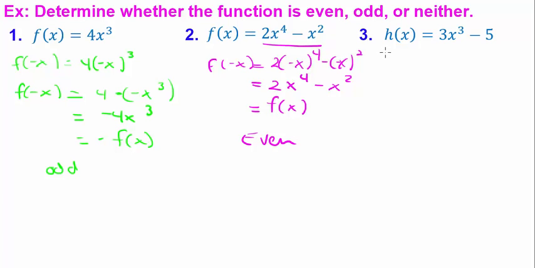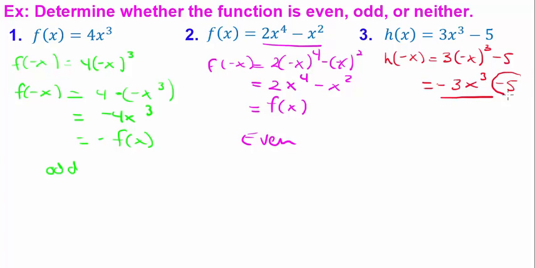Finally, we have h of x, which is h of negative x is equal to 3 times negative x to the third minus 5. So again, we continue to simplify, and we saw with the previous example, problem number 1, that negative x to the third just simply turns into negative 3x to the third minus 5. So notice here that the negative 3x to the third term is opposite, but the negative 5 remains the same. So in other words, this is neither f of x nor the opposite of f of x, so this is neither.